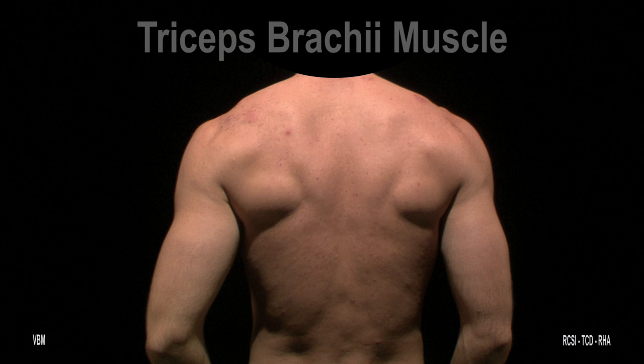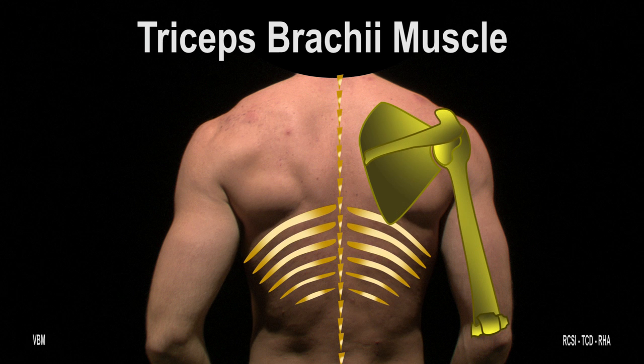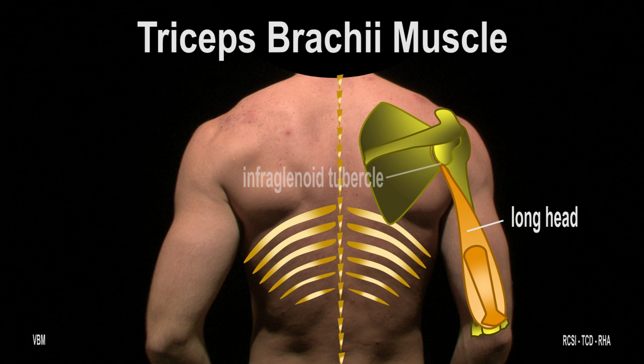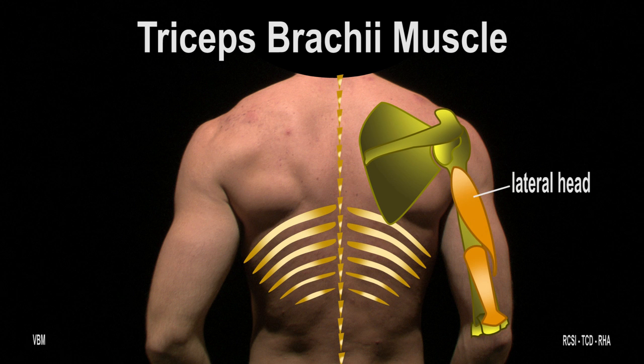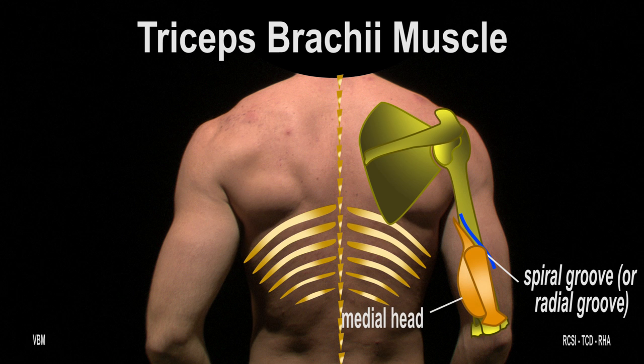Triceps brachii muscle. The triceps brachii muscle has 3 heads. The long head arises from the infraglenoid tubercle of the scapula. The lateral head arises from the upper half of the posterior humerus, superolateral to the spiral groove. The medial head arises from the lower half of the posterior humerus, inframedial to the spiral groove.